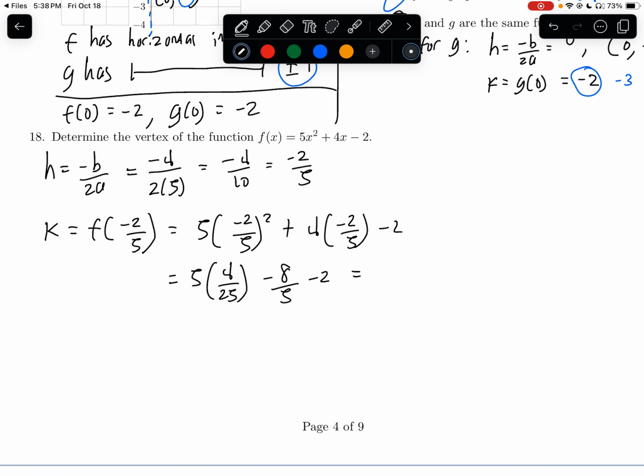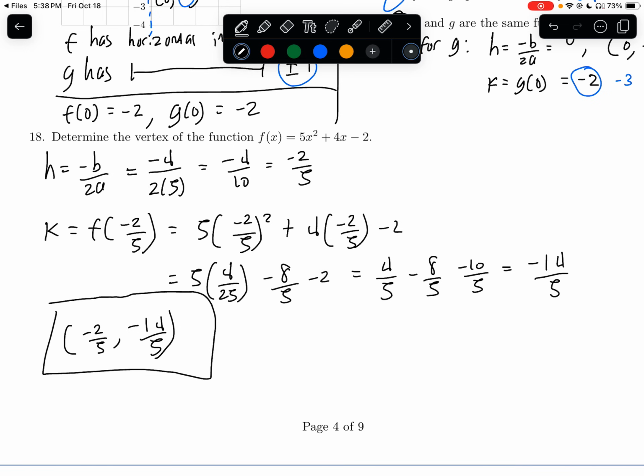The 5 cancels with the 5 in the denominator, and so we have 4 over 5 minus 8 over 5, and we can write negative 2 as negative 10 over 5. So 4 minus 8 is negative 4. Minus 10, we get negative 14 over 5. And so the vertex is negative 2 over 5, negative 14 over 5.